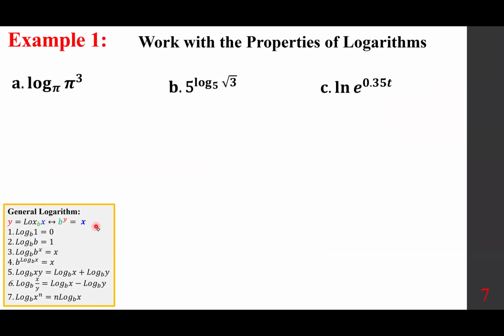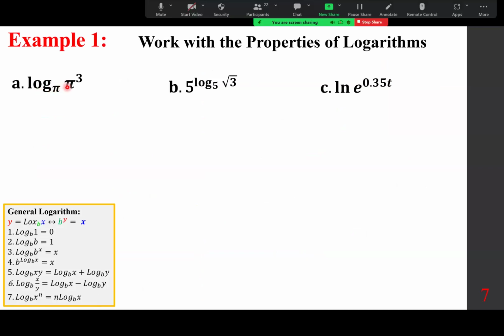So, log base pi of pi cubed. We are looking at the third rule. The answer is just 3.